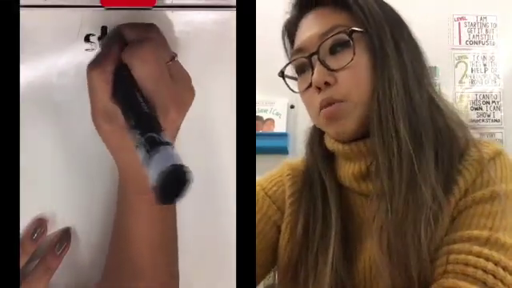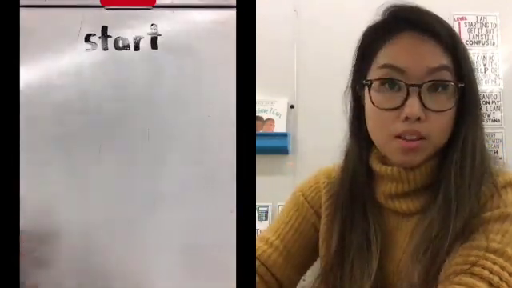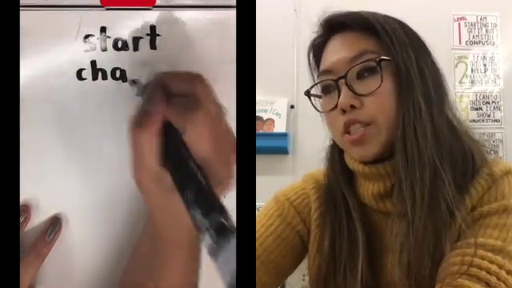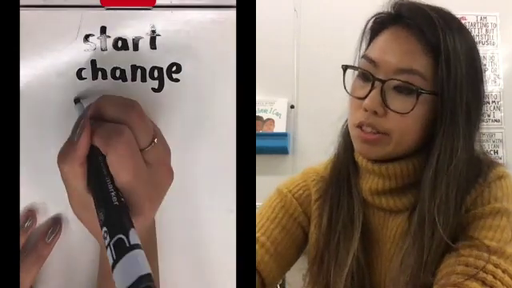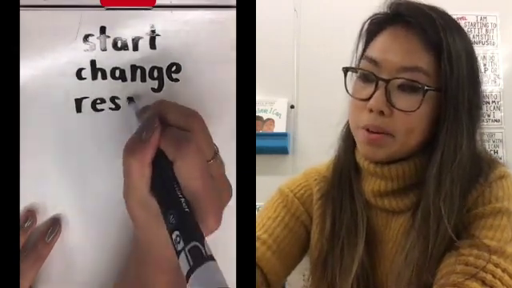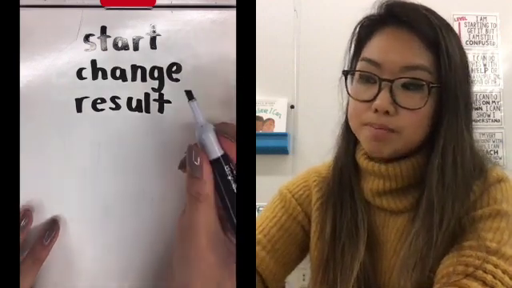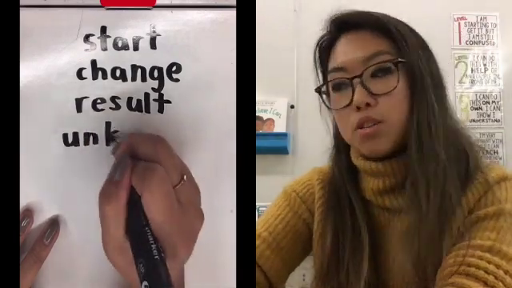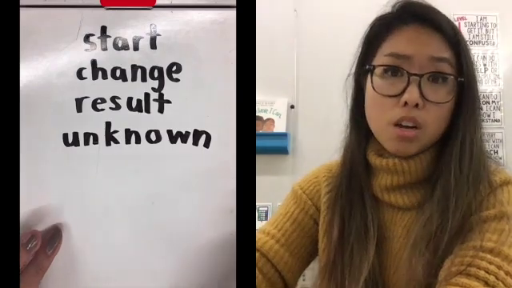We have the word start. So when I think of the word start, I'm thinking, what is the word problem starting with? Then I can think about our change. So our change is what's happening in the word problem. And our result. So our result is what happens after something happens in the word problem. That's our change. We can also think about the word unknown. And unknown is what we don't know in a word problem. That's what we're searching for and we're solving for.